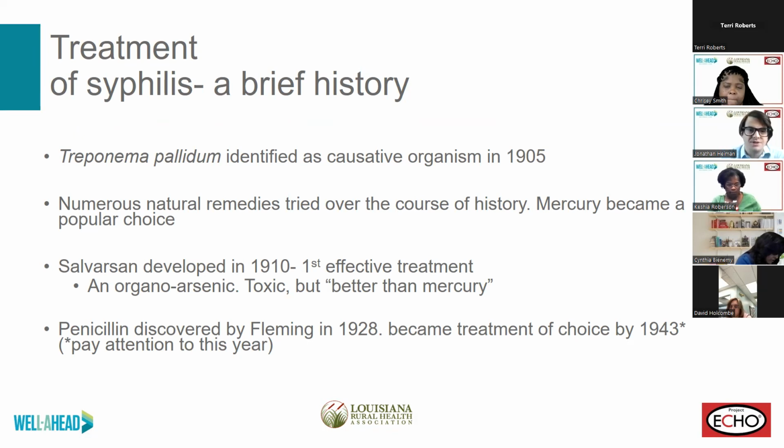Okay, we already covered that, the slide looks the same. Just a little bit more about the history. So mercury was proposed hundreds and hundreds of years ago. It did have some effect, but mercury is also super toxic. And then again in 1910, salvarsan was developed by Ehrlich. As I mentioned, it's an arsenic compound, so it's toxic, but it was better than mercury. Fleming discovered penicillin in 1928, and by the early 1940s, this was the treatment of choice. And I'm going to ask you to pay attention to that 1943 year. Next slide, please.